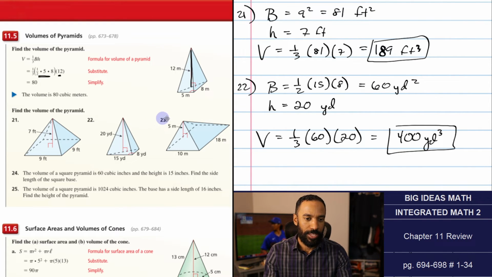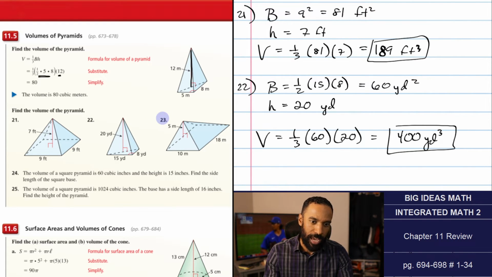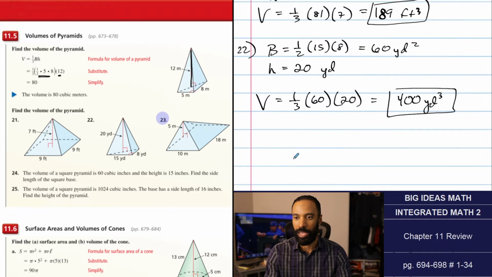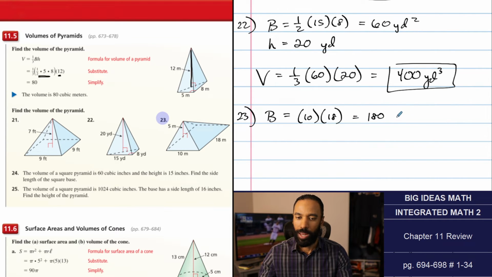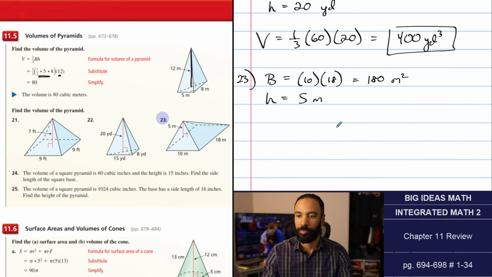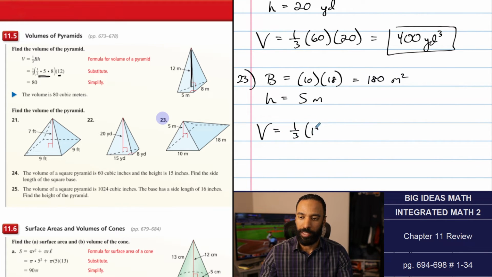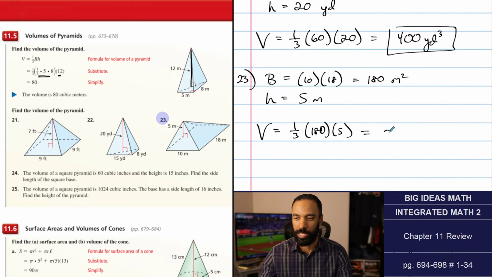Number 23 is, I guess, a rectangular pyramid. I don't think it's any harder than these ones. We have an area of base of its own, base times height. I like to call it length times width in this case. 180 square meters, and the height being 5 meters. So this volume will be 1/3 of 180 times 5. Not trying to trick you. 60 times 5 is 300. So 300 cubic meters of volume.